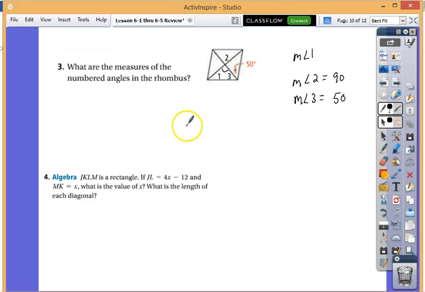Try again. No, yeah, you're right. 40. Right, because 40 plus 50 plus 90 is 180, and we know that the sum of the interior angles of a triangle is 180. So see, all those rules that I showed you about the rhombus look pretty easy until we actually start trying to apply them. So you need to practice the application instead of just looking at the rules.